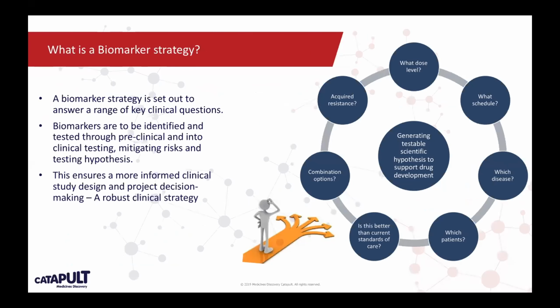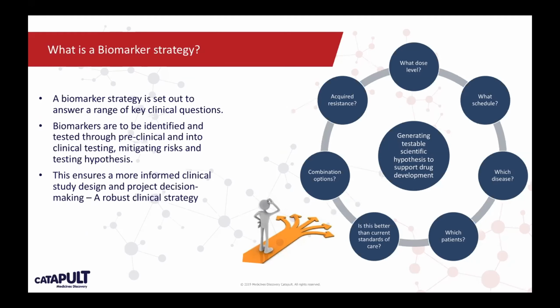So what is a biomarker strategy? The strategy is to set out the set of clinical questions you require to go into the clinic. The first one's usually quite easy: what disease is your drug going to treat? A drug that would work in oncology would not work potentially in autoimmune diseases, for instance, but there are many, many other questions that you might want to know.